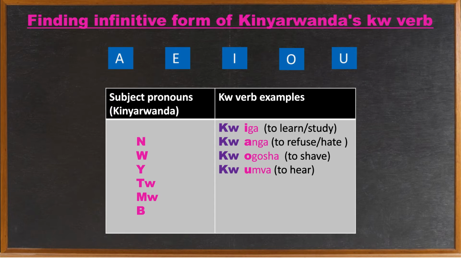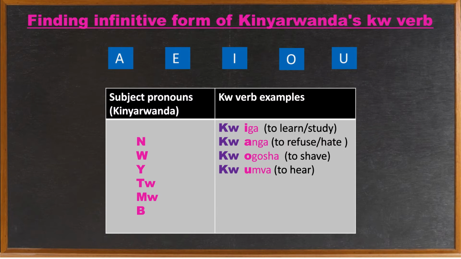As you can see on this table, we've got kwiga. That means to learn or to study. This verb starts with i. That means it's a kw verb. And then we've got kwanga. That means to refuse or to hate. So just like the previous one, this verb starts with a, and that means it's a kw verb. It is the same for kwogosha, which means to shave, and kumva, which means to hear.